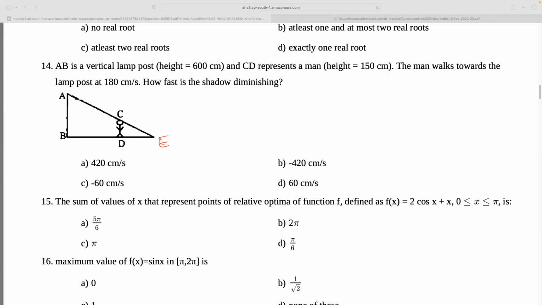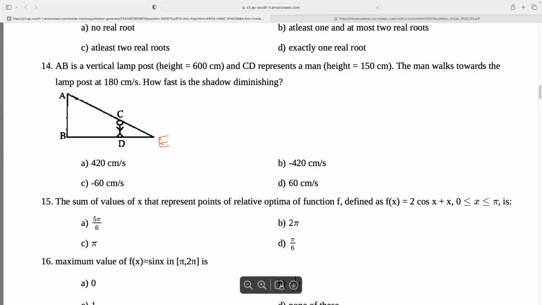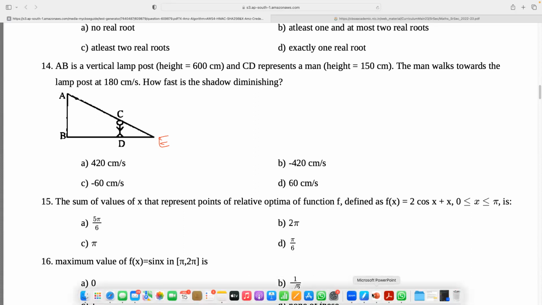Sir, minus 60 is the right answer. Sir, it is diminishing, right? Diminishing, so it should be minus, because it's decreasing. We'd say it's decreasing at the rate of 60. But here there are both the options, minus 60 and plus 60. Which one will you take?